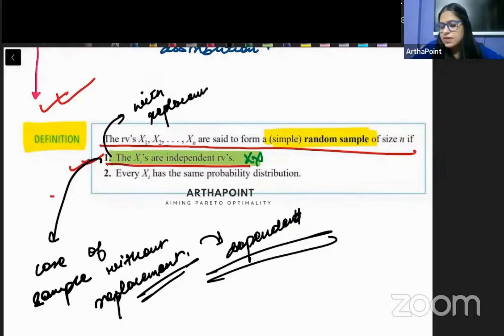Because in with replacement, I don't care what the last number chosen was. I can still choose any of the 10 numbers. Next time also I can again choose anything from those 10. I can go ahead and choose any of the 10 numbers. Am I clear with it?